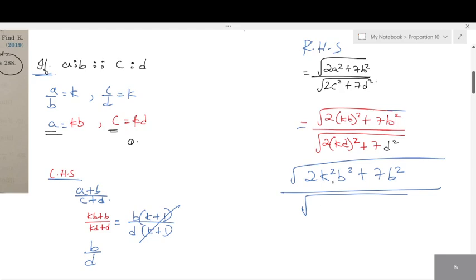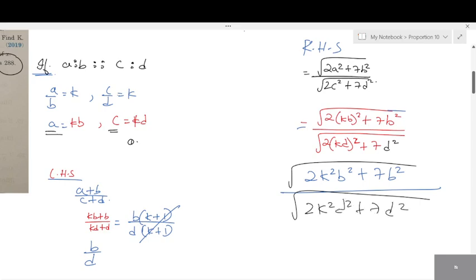Which one, Tanishka? Inside the root? Yeah, you can take it. Even if there is no square, does it make any difference if you take a common factor? No, right? So you can take it; that doesn't impact this square root. 2k square d square plus 7d square. Take common values. What's the common value? B square, and down it is d square. B square, but it should be inside the root. Inside the root, b square, you get 2k square plus 7.